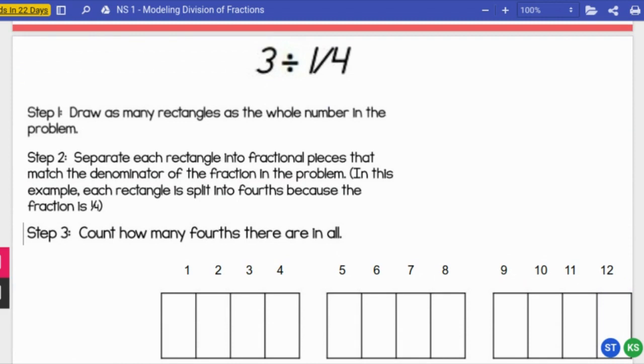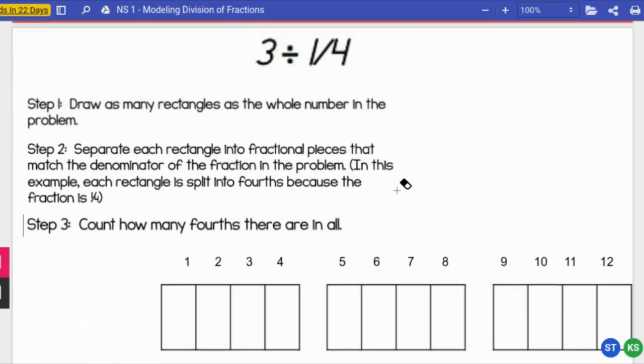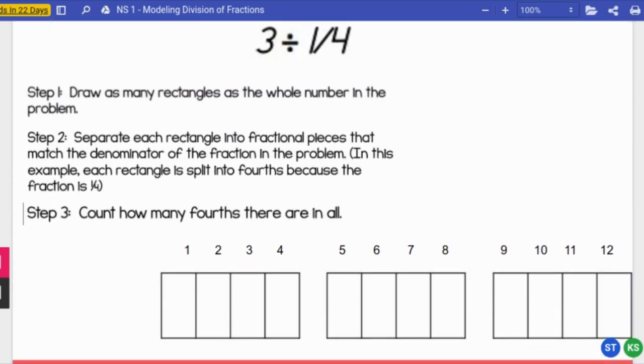So here's our first problem. We're going to start with whole numbers divided by fractions. Always the first number listed is what you have to start with. It's the amount that you have that you are dividing into groups. So we're always going to start by drawing the first number that we have because it is what we have to start with. So we have down here 3 rectangles that represent the 3 wholes that we are going to divide up. We're going to divide it into groups of 1/4.